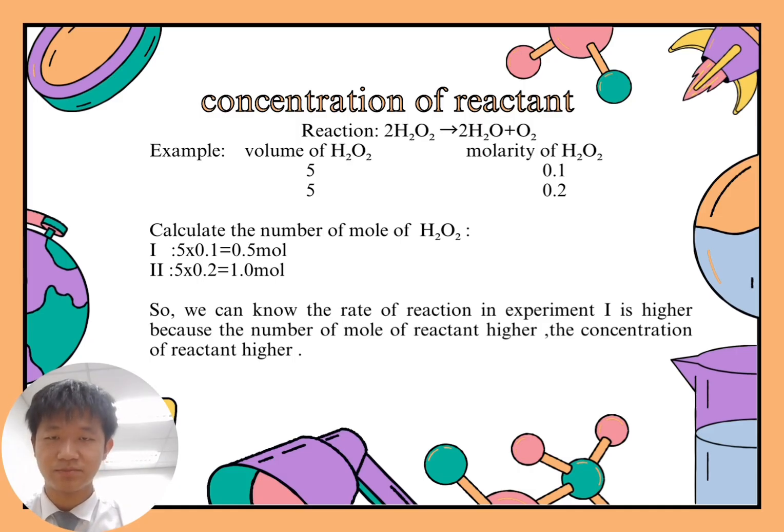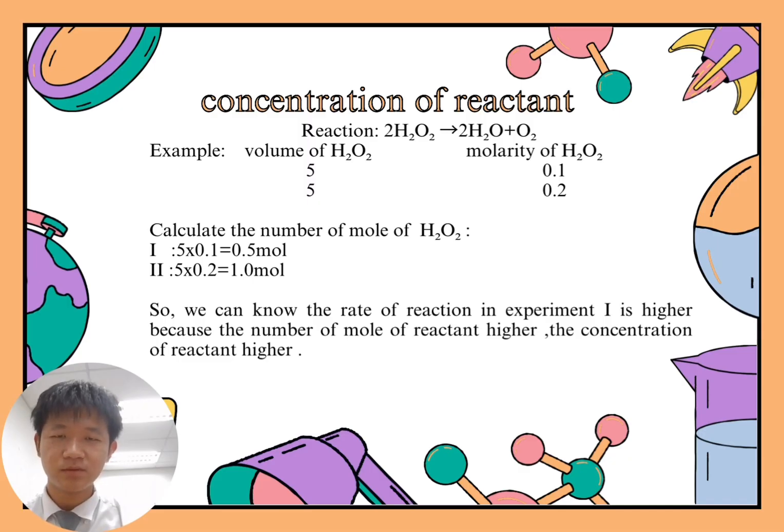This is an experiment to know how the concentration of reactant will disturb the rate of reaction. In experiment 1, the volume of H2O2 is 5 cm cubed. The molarity of H2O2 is 0.1. In experiment 2, the volume of H2O2 is the same as experiment 1, which is 5 cm cubed, but the molarity of H2O2 is 0.2.